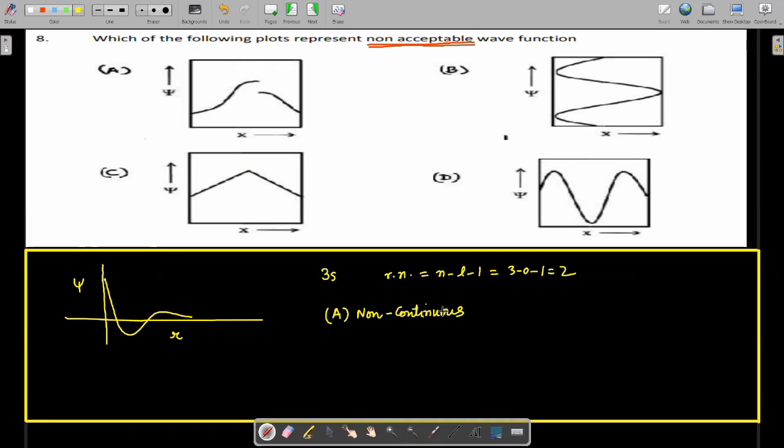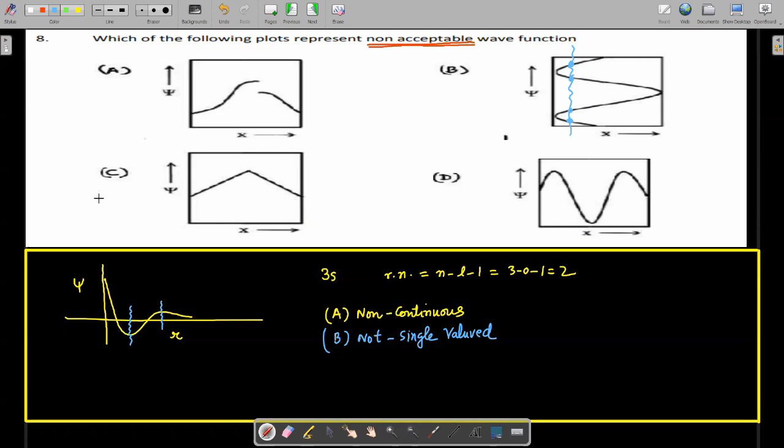The second thing, in B option, if you take any value of r, corresponding to one value of r, there is only one value of psi. So that is known as single valued function. If you see the B option, if I take any value of x, how many values of y am I getting? 1, 2, 3, and 4. So B option is not single valued. So B option is wrong. So psi versus r graph should be continuous, it should be single valued.